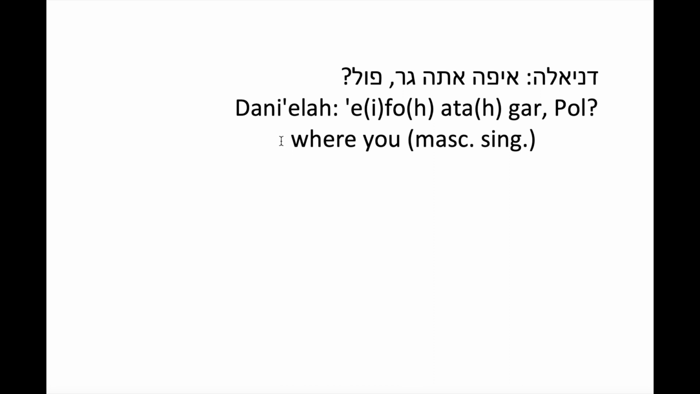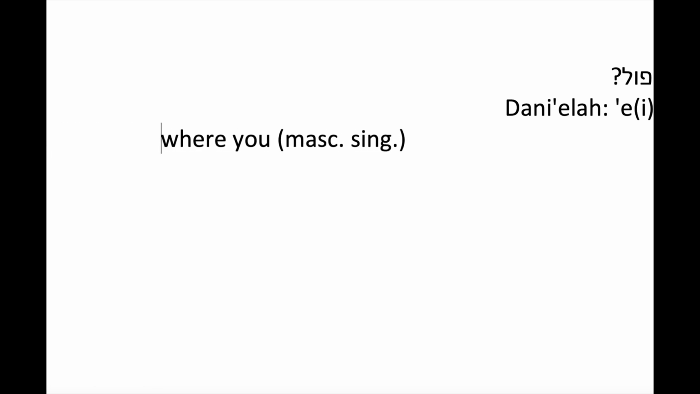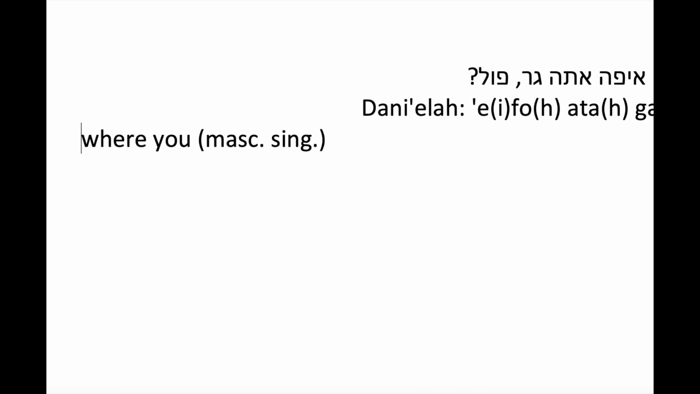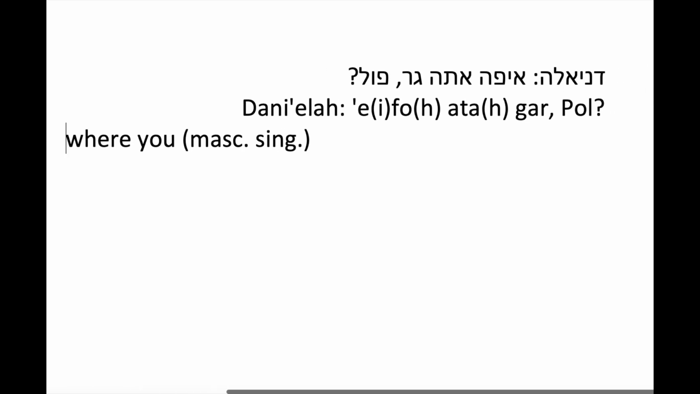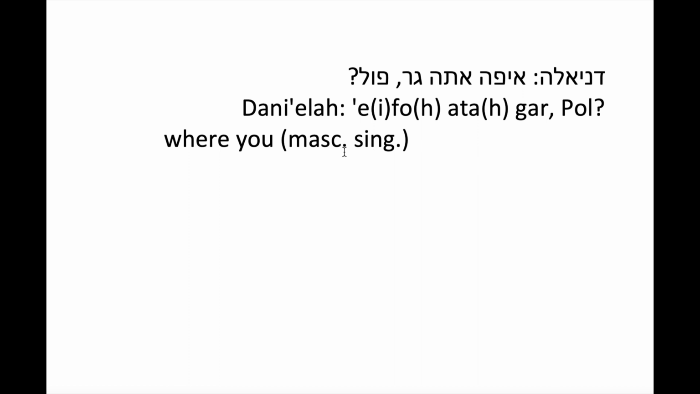Sorry about that. I'm running out of space, so I need to rearrange this. And "gar" means "live." This is the conjugated form for masculine singular. So when a man is referred to, you say "gar." If it's a female, you say "gara." Okay, so in this case, since Daniela addresses Paul, she says "atah gar."